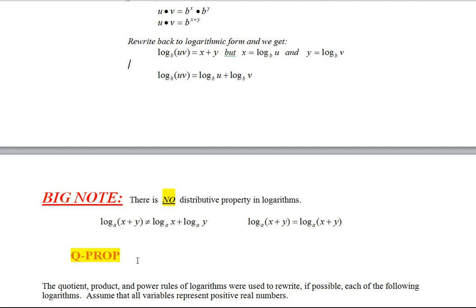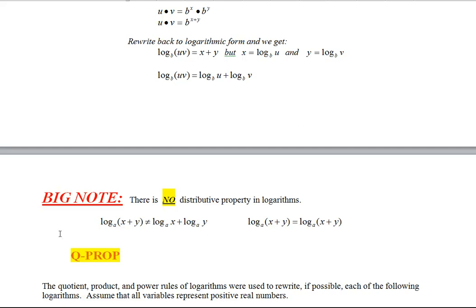Now Qprop. What we're going to be doing with these properties is expanding and condensing. And a lot of students have some difficulties because they don't know where to start. So some years ago, I was reading the newspaper, and there was a brand new propeller called Qprop, and I thought that was cool. And I kept reading, and then I went, wait a minute, I could use this for expansion of logarithms. First thing we look for is quotients, then we look for products, and the last thing we do is powers.